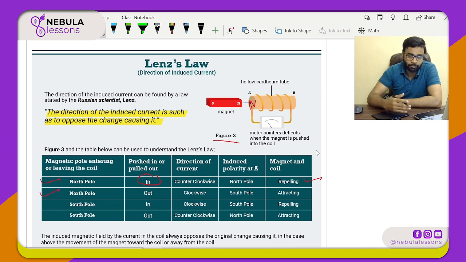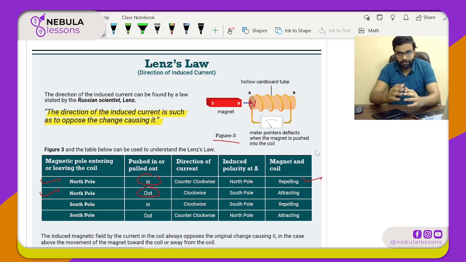We're using the same north pole, but now we are pulling it out of the hollow cardboard tube. Since we're moving the magnet in the opposite direction, the current will also flow in the opposite direction. Now it starts flowing clockwise, and when the current flows clockwise, the end B becomes the north pole and end A becomes the south pole. So A is a south pole, and our bar magnet's north pole is facing A.